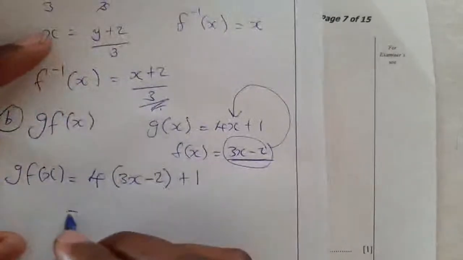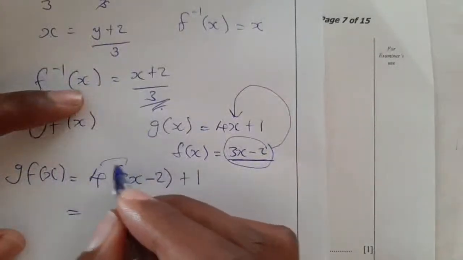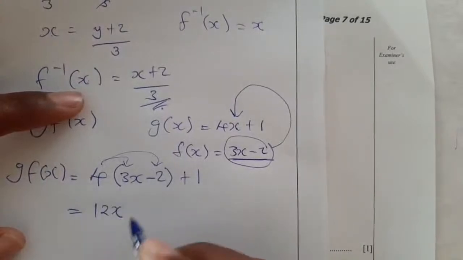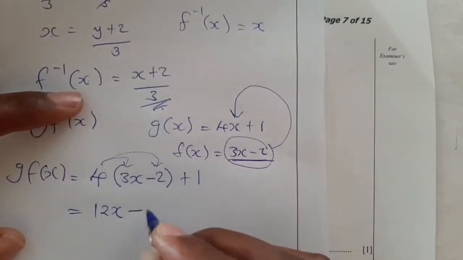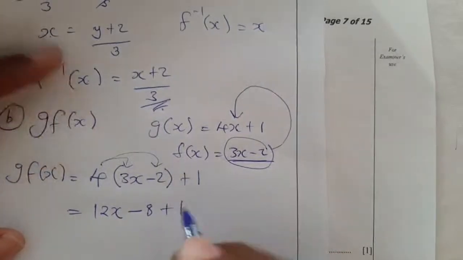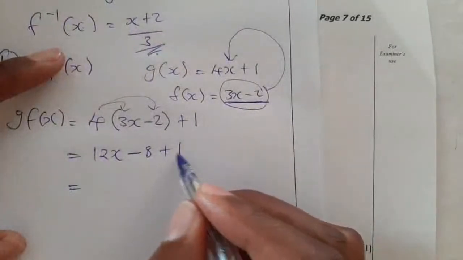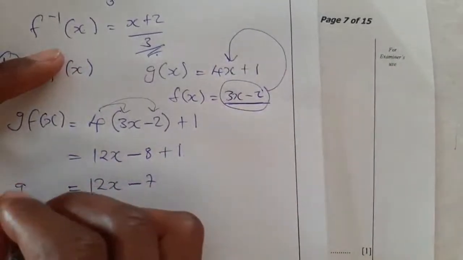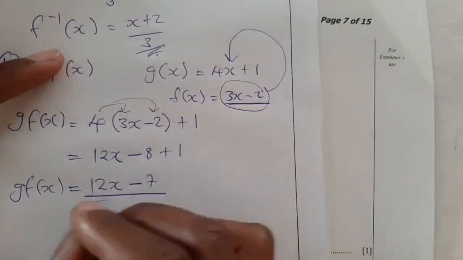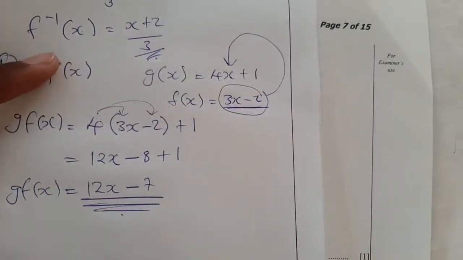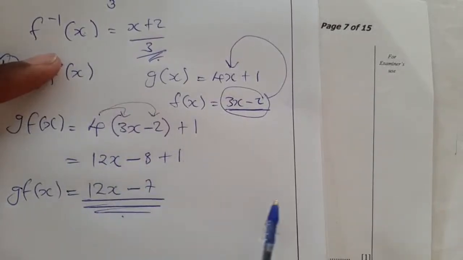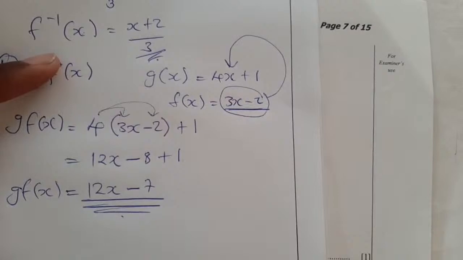We multiply the 4, distributing it inside the brackets. 4 times 3x will give us 12x. 4 times negative 2 is negative 8, then plus 1. So negative 8 plus 1, we'll have 12x minus 7. This is the gf of x. It's a combination of two functions. Just remember that when you are finding a combination of two functions, the one that comes second is the one that becomes the input.